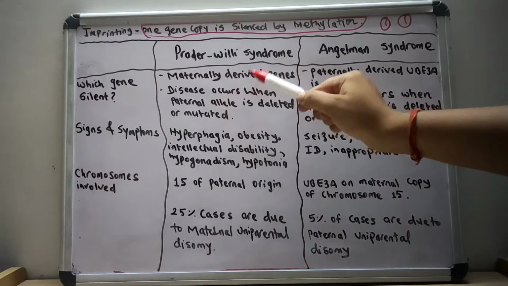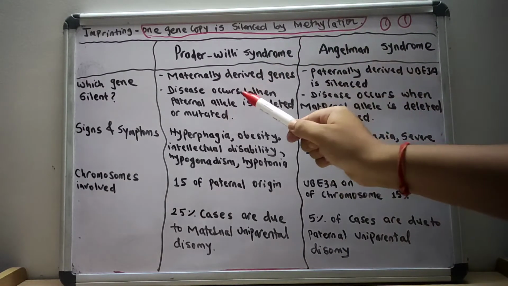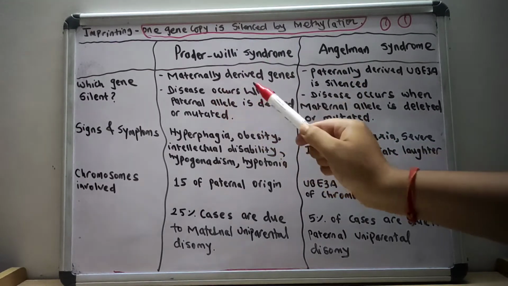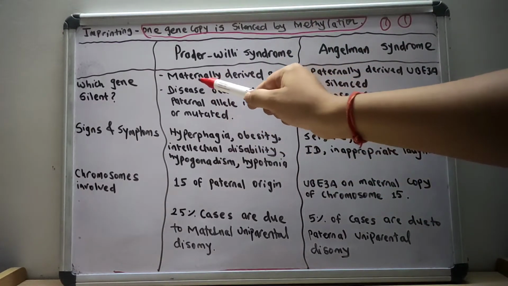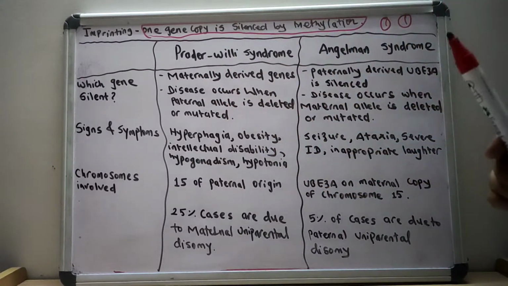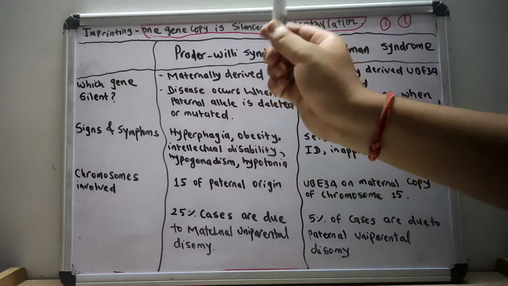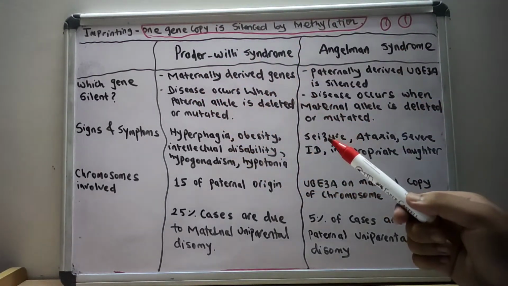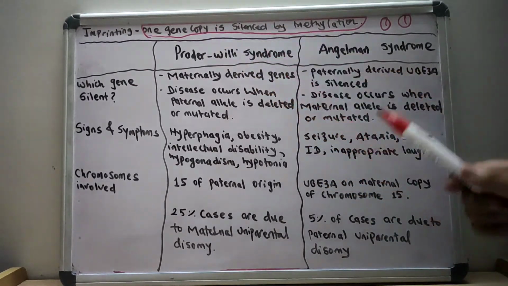Which gene is silent in Prader-Willi syndrome? The maternally derived genes are silent in Prader-Willi syndrome. The disease occurs when the paternal allele is deleted or mutated. It means we have the maternal gene and we have the paternal gene. When the maternally derived gene is silent and the paternal allele is deleted or mutated, Prader-Willi syndrome occurs.